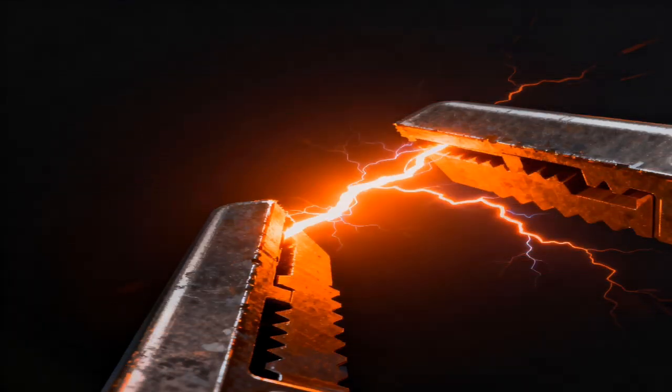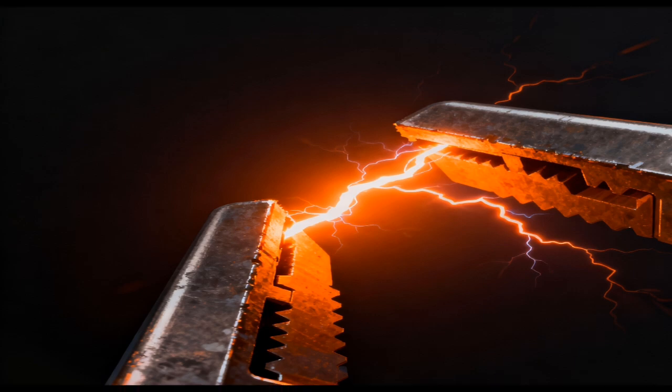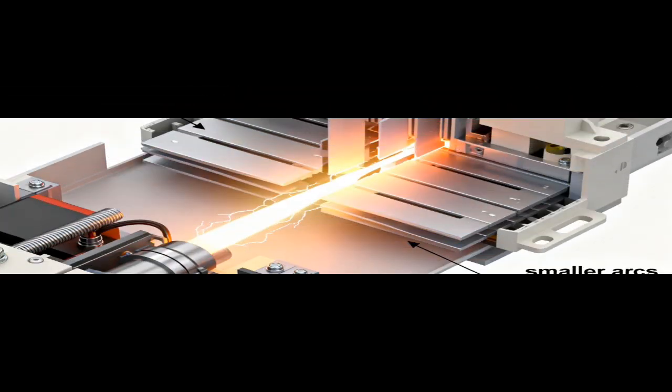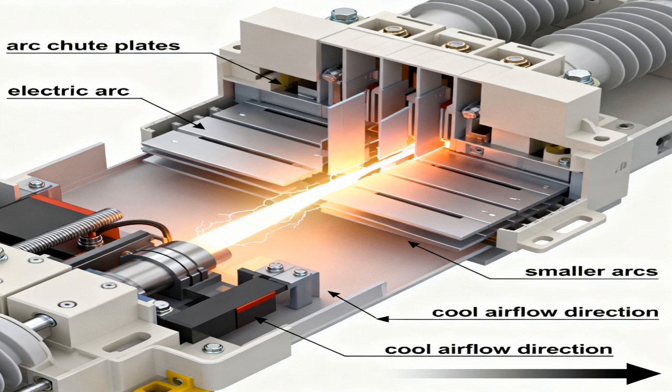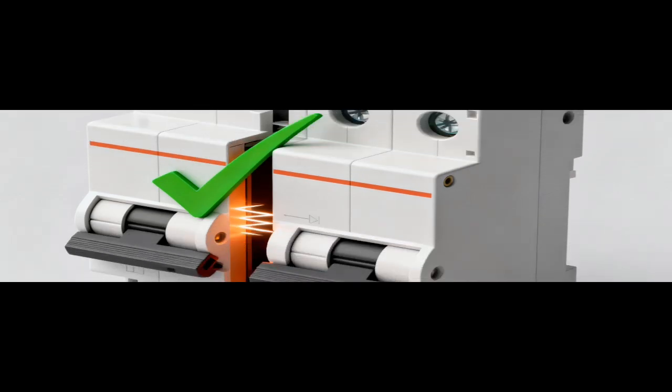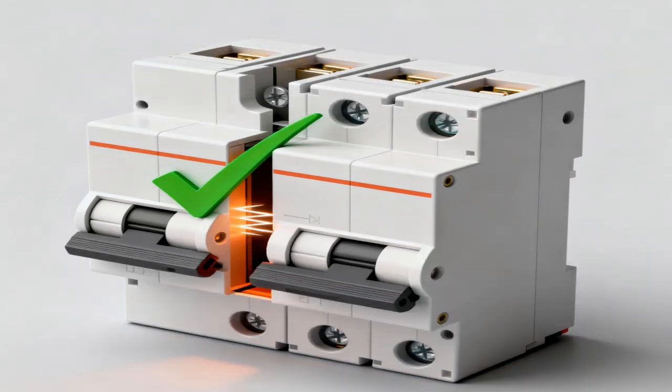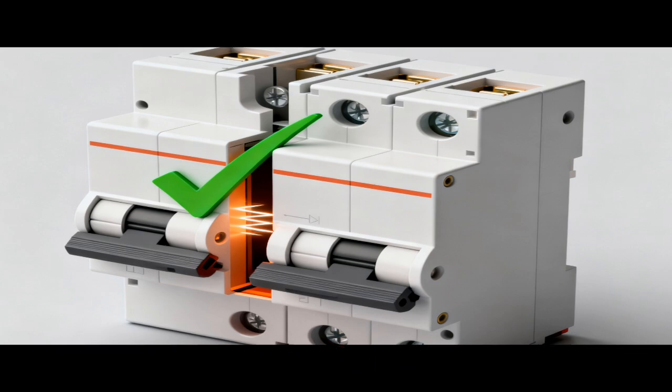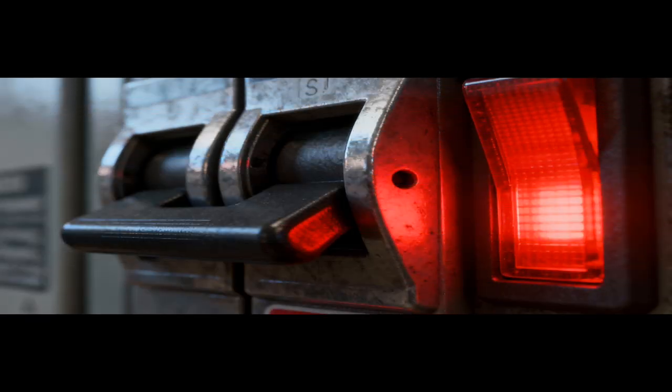As the contacts separate, an arc forms between them due to the flow of current through the ionized air. The arc chute splits and cools the arc into smaller parts, increasing resistance and finally extinguishing it. Once the arc is extinguished, current flow stops completely. The circuit is now safely isolated.